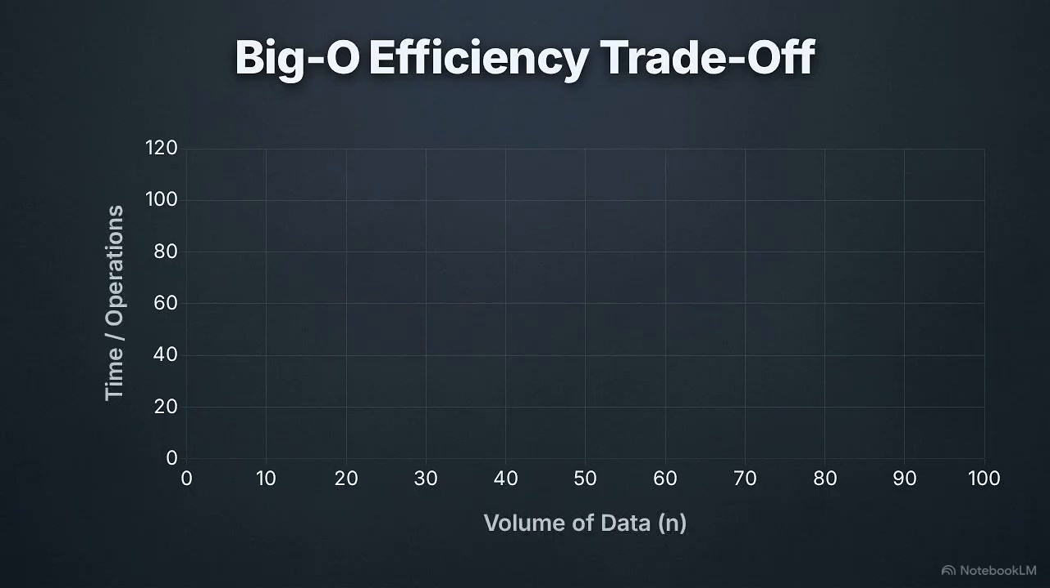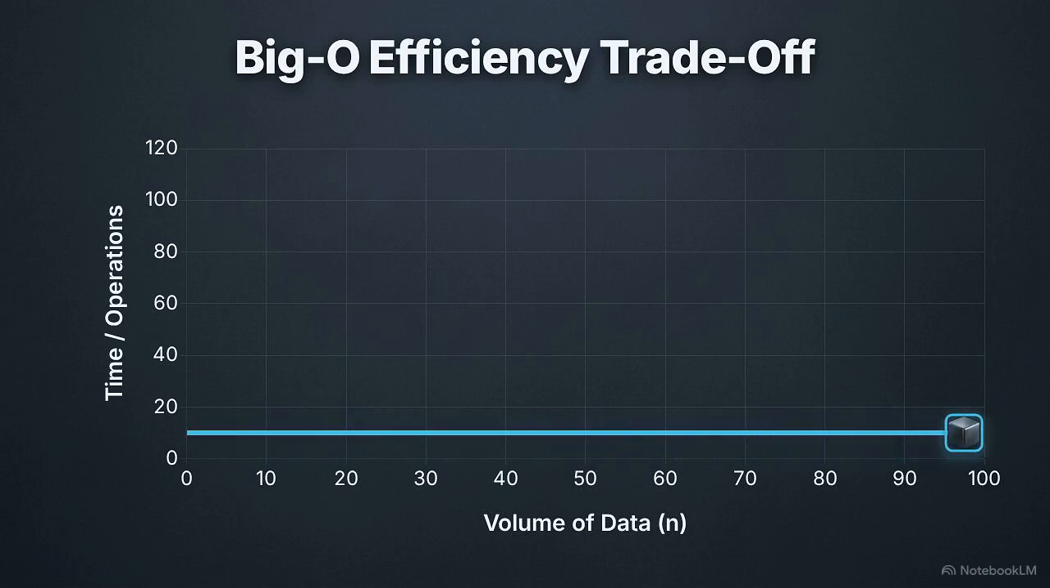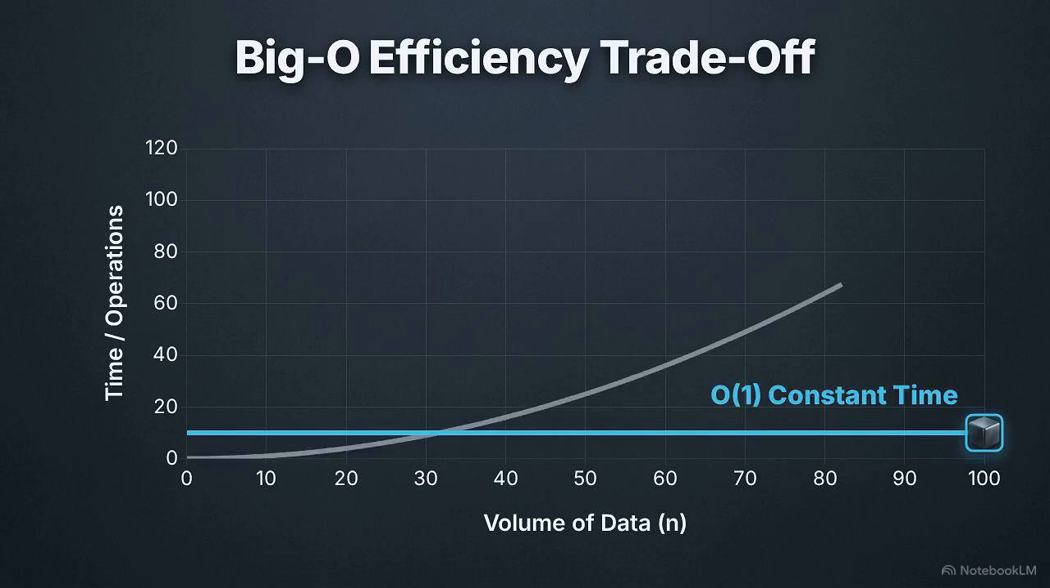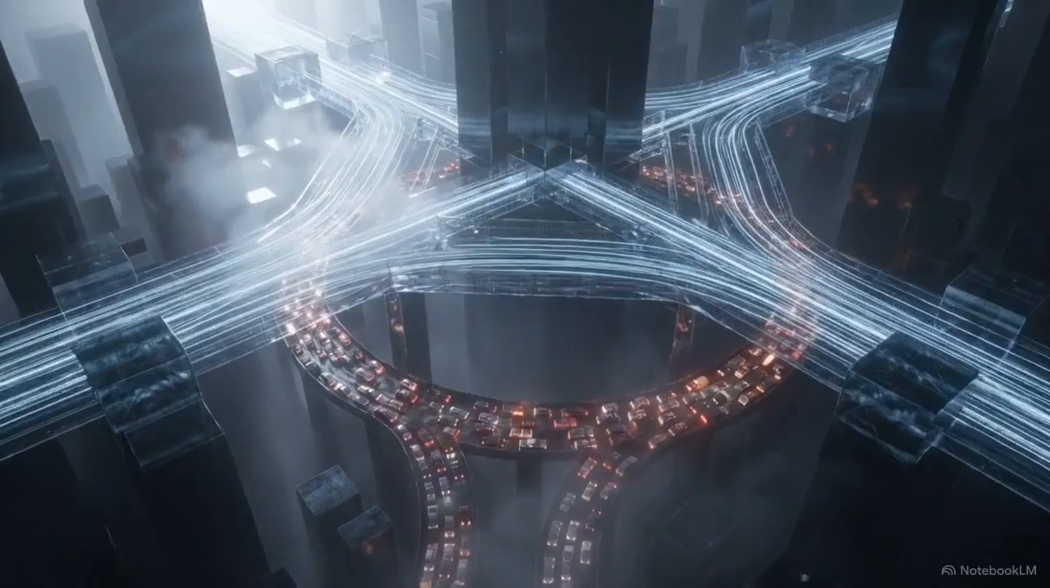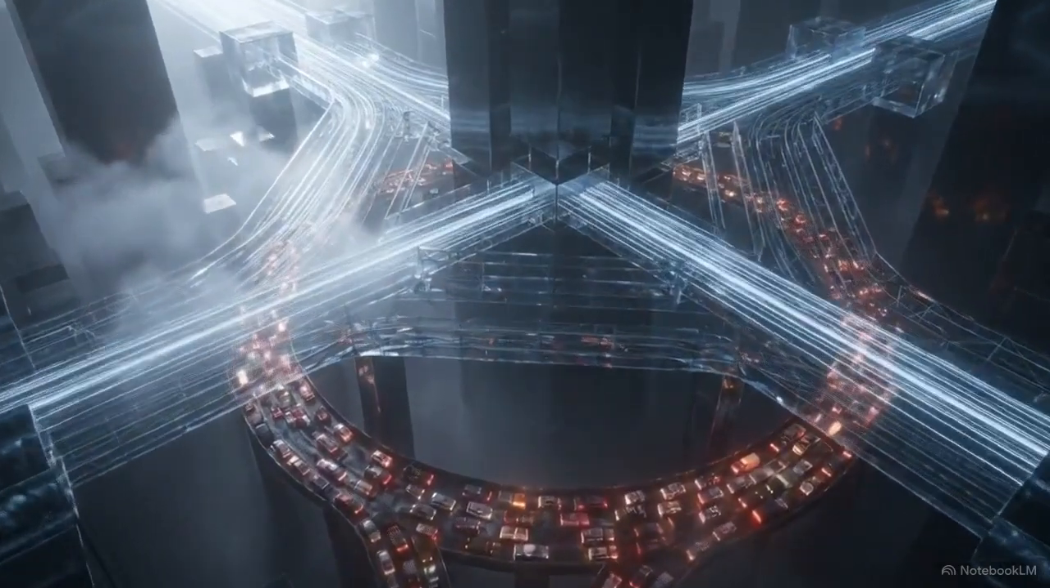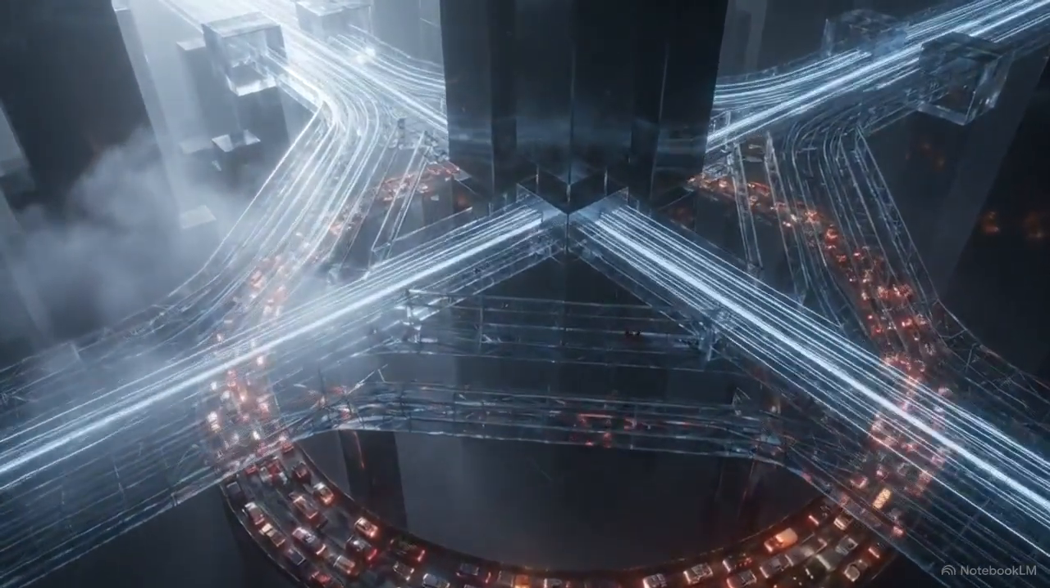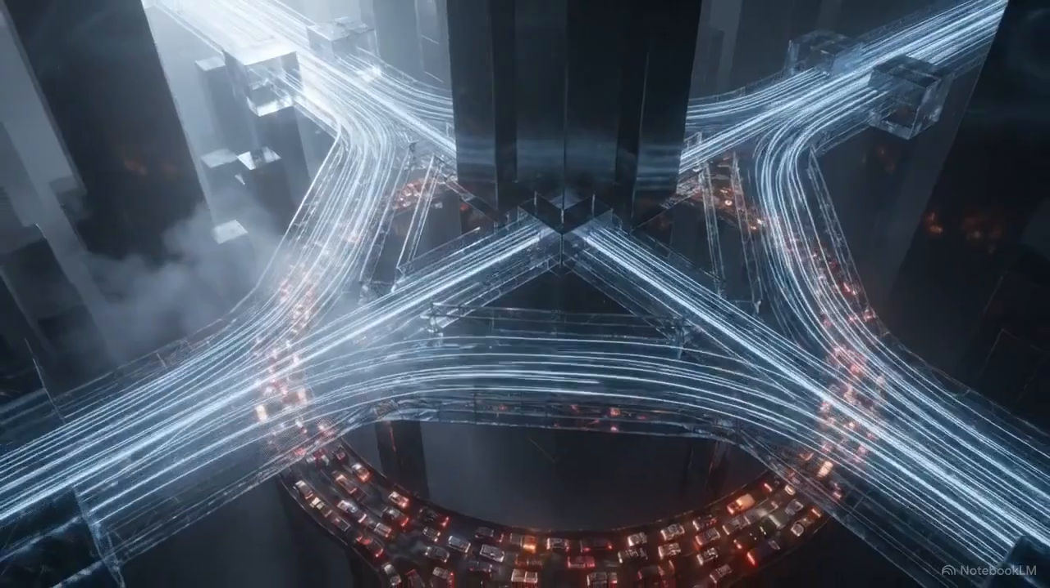This graph shows why choosing the right structure requires a strict efficiency trade-off. We measure this using big O notation. A flat O(1) line indicates instant constant performance, while an exponential curve reveals a massive drop in efficiency as the volume of data grows. Building a reliable system means matching the data structure to the expected growth and operation frequency to avoid these performance bottlenecks.